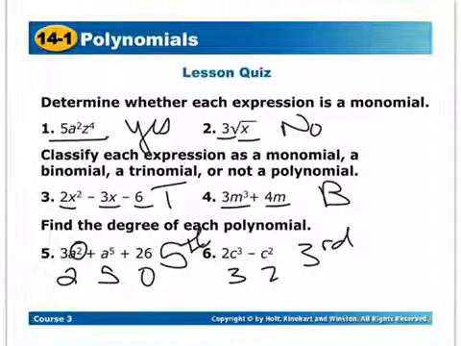So we've learned 3 things in this particular lesson. We've learned how to determine whether or not something is a monomial. We've learned what a monomial, binomial, and trinomial are and whether or not it's a polynomial. And we've learned how to determine the degree of the polynomial.